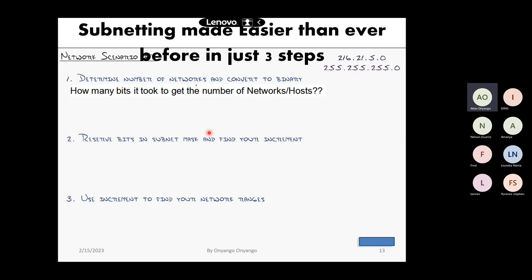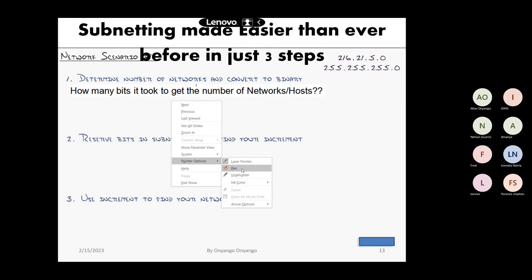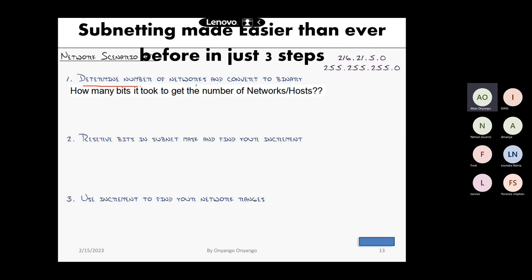Now, what I need you to do right now, as we speak, is write the three steps down. Because I told you I've been updating this method, I want you to avoid this one here. Please write this one. Step one is how many bits it took to get the number of networks stroke hosts.